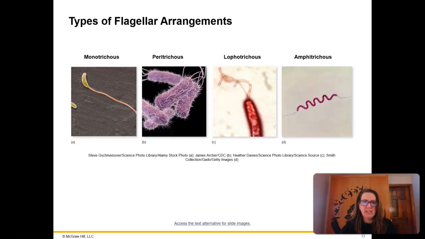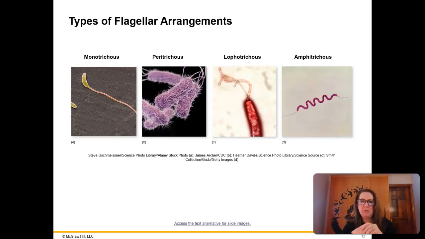So you see, again, in the figures A, B, C, D from left to right. Mono means one, so monotrichous. Trichous comes from trichum, which means hair. So one hair, so one particular flagellum. We can have peri. Peri means around the perimeter, around the edges. So peritrichous means that you have flagella all around the outside, few or many.